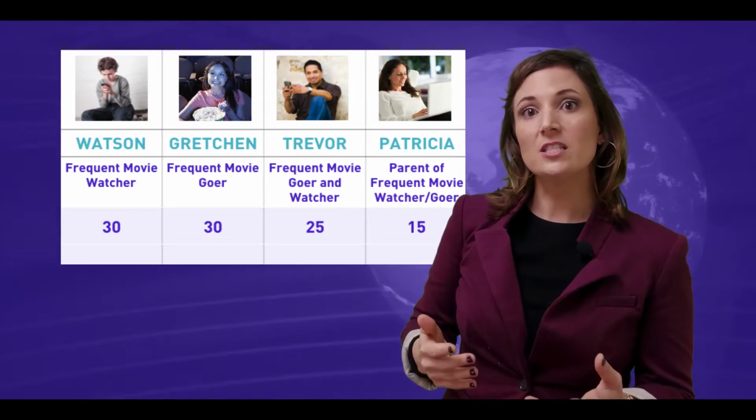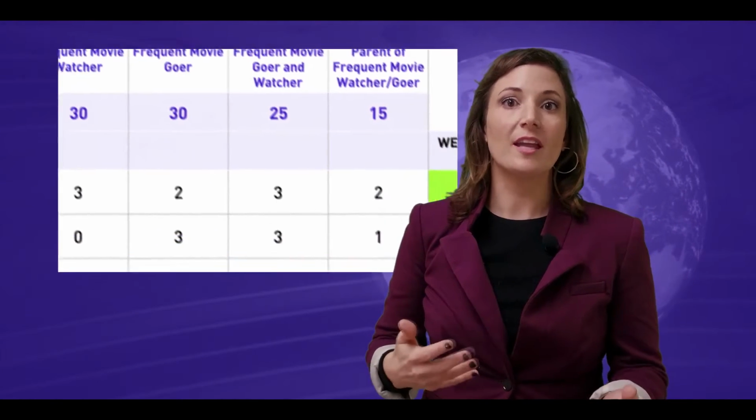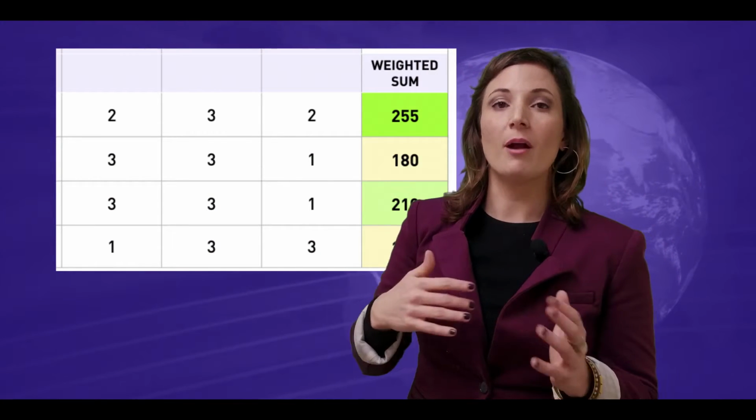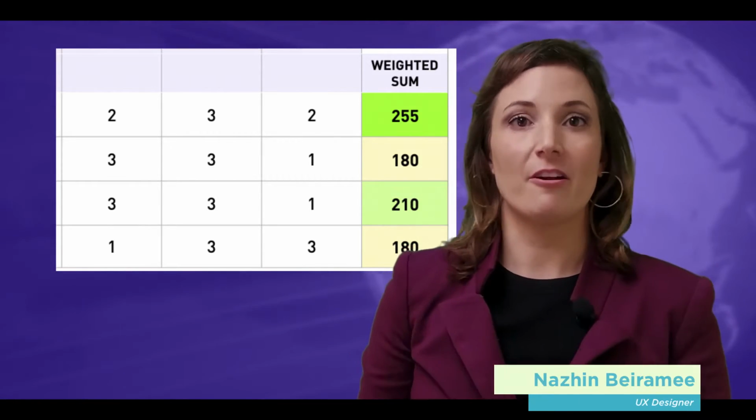Next, we assign each feature a score as it relates to each persona. And then we calculate a weighted sum in the weighted sum column. The final numbers represent a prioritized quantification of your feature set. The higher the number, the higher the priority.